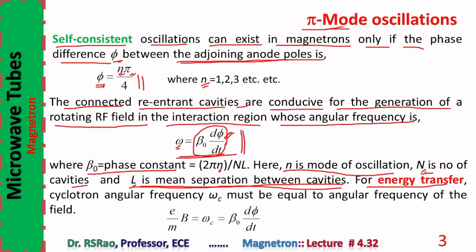Now, for energy transfer, the cyclotron angular frequency omega c, e by m multiplied by B, this product is called the cyclotron angular frequency omega c. It must be equal to the angular frequency of the field. The angular frequency is beta naught d phi by dt. So through B also, that is the axial magnetic field, one can control the frequency of operation of the device.